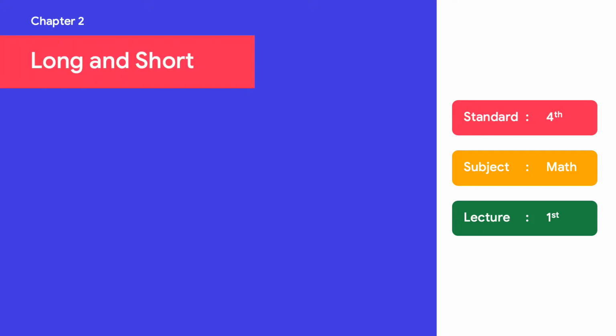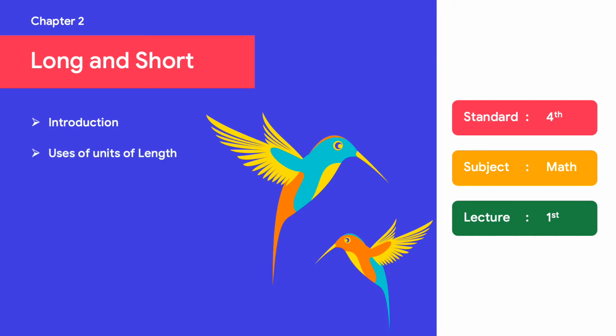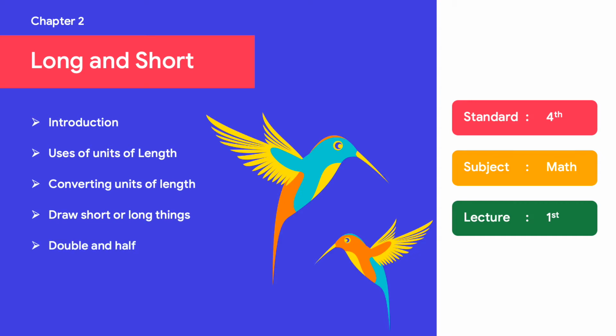The name of our chapter number 2 is Long and Short. Let us see first the introduction portion, then which units we can use to measure any object or any of the things, then how we convert those units, then we draw some short and long objects or things, then we see the meaning of double and half, and then we solve some sums regarding all these topics. So let us see first the introduction.